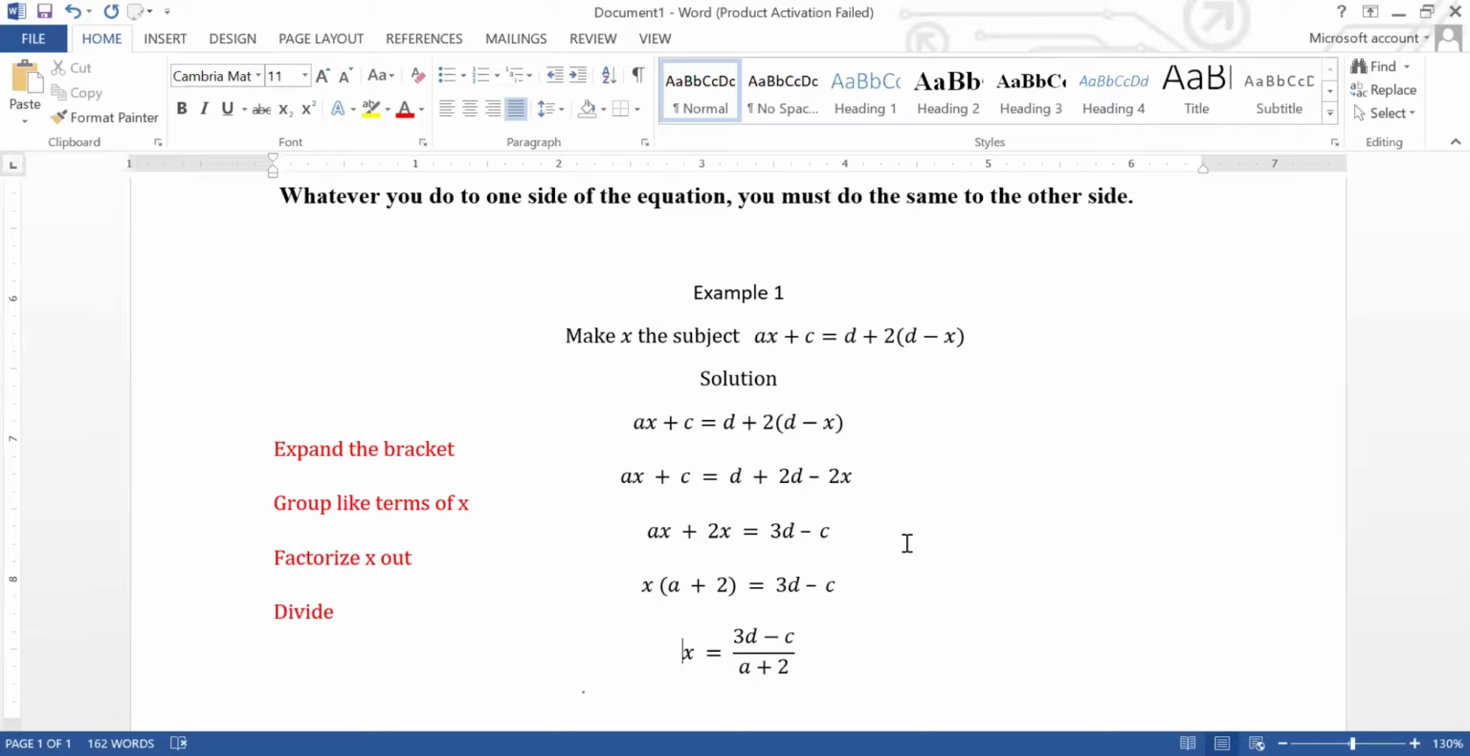Here we are supposed to factor x out, because we were asked to make x the subject, and the variable we are making the subject is supposed to stand alone. So we have x bracket open a plus 2 equals 3d minus c. After that we divide by a plus 2 on both sides, giving us x is equal to 3d minus c all over a plus 2. Good, that's right.